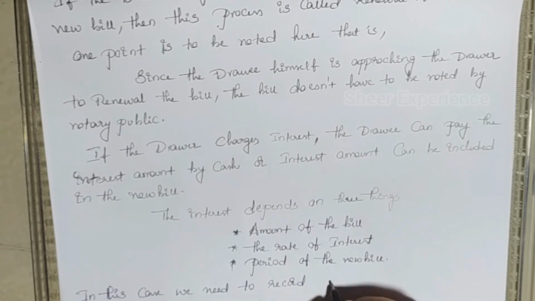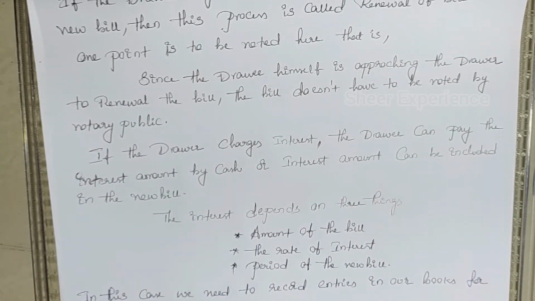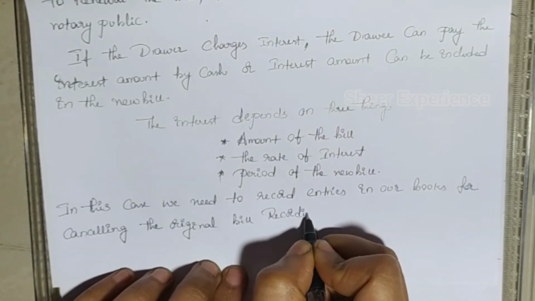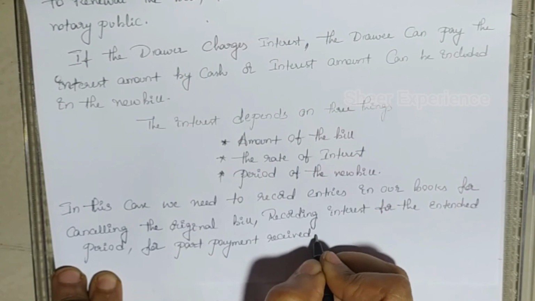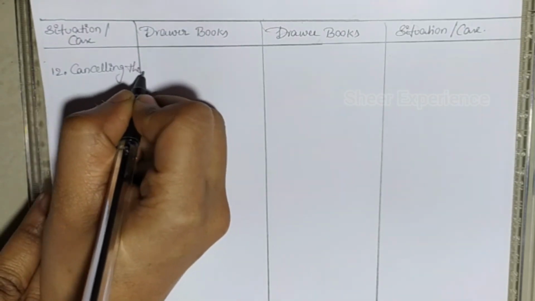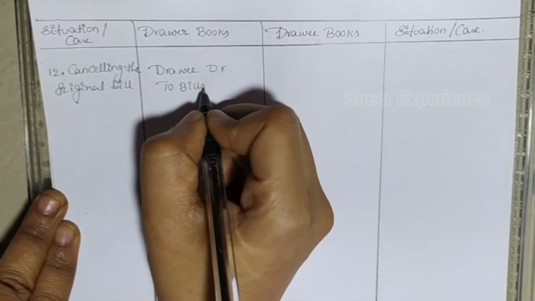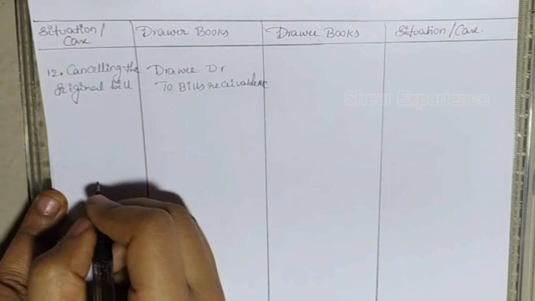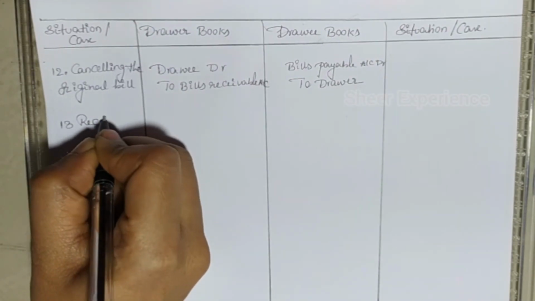In this case, we need to record entries in drawer and drawee books for cancelling the original bill, recording interest for the extended period, for part payment received, and finally for creating the new bill. For cancelling the original bill, in drawer books, the journal will be drawee debtor to bills receivable account. In drawee books, the journal will be bills payable account debtor to drawer.